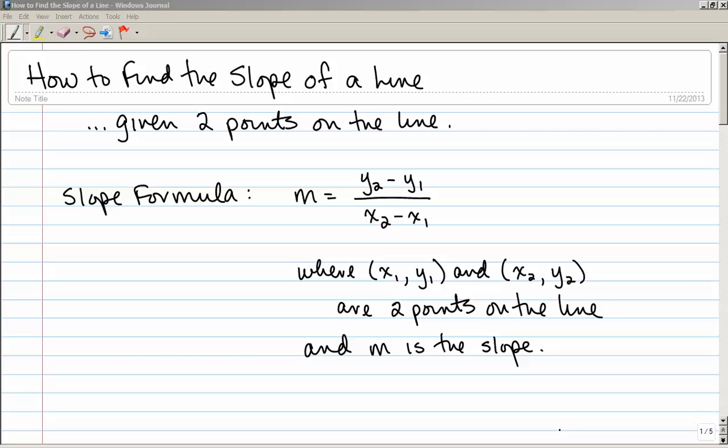Here's how to find the slope of a line if you're given 2 points on the line. Recall that the slope formula is m equals y2 minus y1 divided by x2 minus x1, where x1, y1, and x2, y2 are 2 points on the line, and m is the slope of the line. Let's take a look at a couple examples.